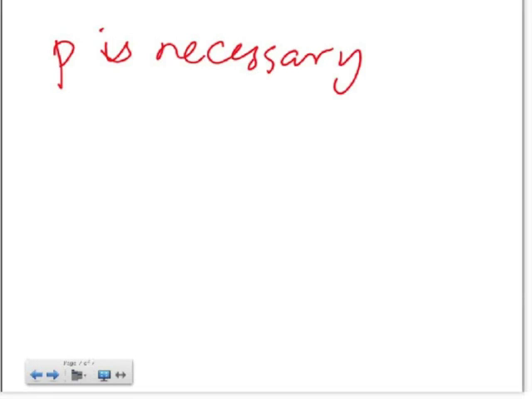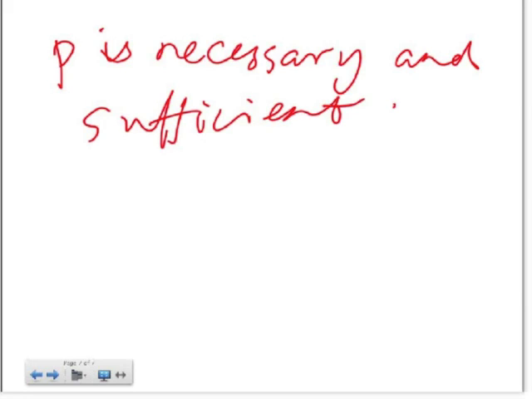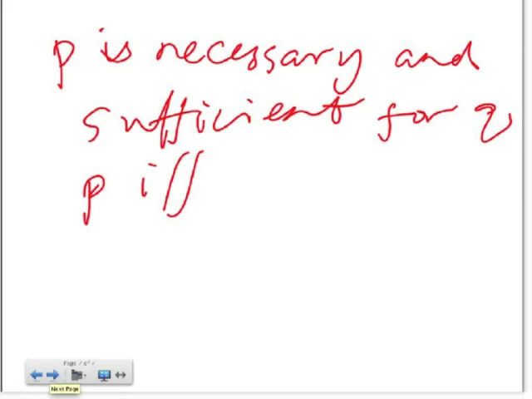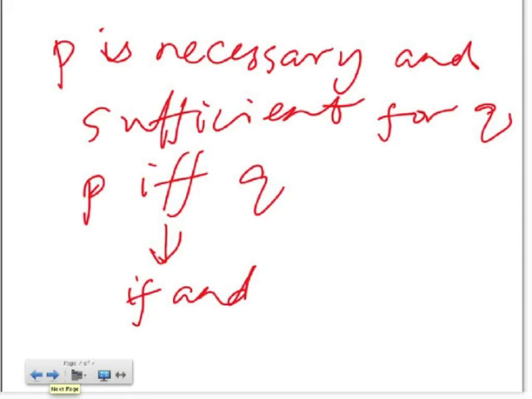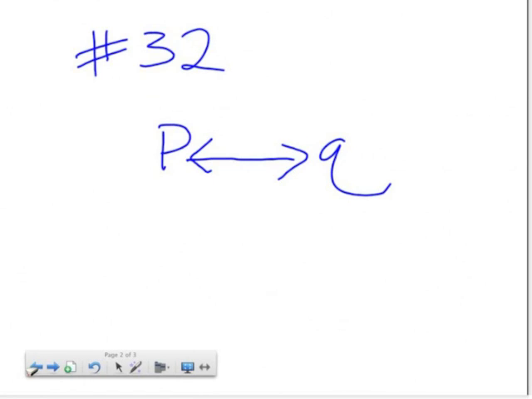There are some other ways to translate this biconditional in English. One is P is necessary and sufficient for Q. There is also a shorthand notation, P iff Q. IFF here means if and only if. It is not a typo, it is just a shorthand notation. So that's it. For that, we're going to move on to a couple more examples now.